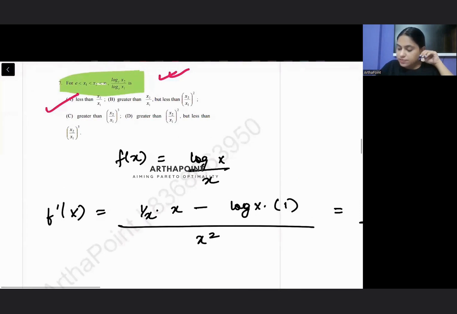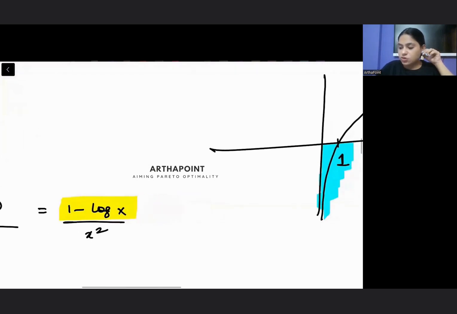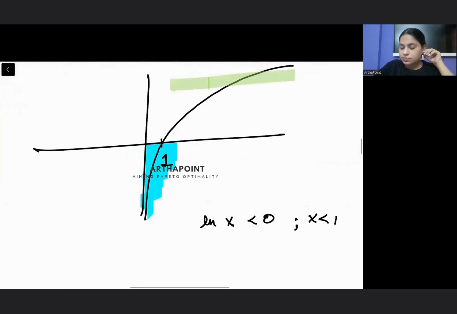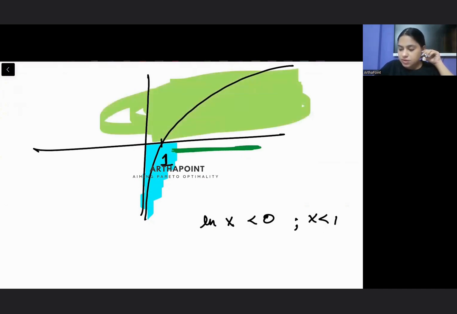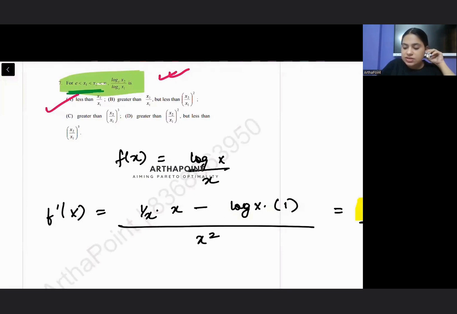Now try to see here, beta. We are actually asking what is going to happen to 1 minus log x. We know that when x is greater than 1, log x will be positive, and when x is less than 1, log x will be negative. Am I clear with that part? Now this is telling me that x1 is greater than e.